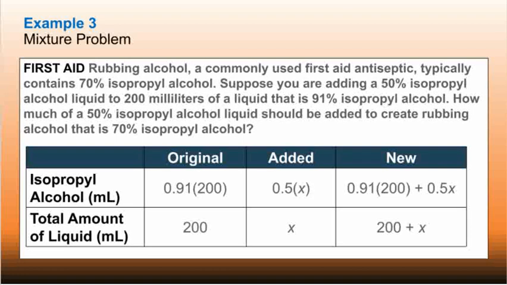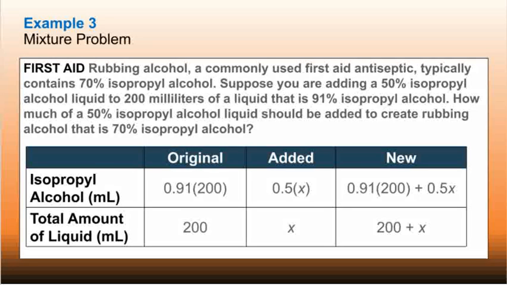Example 3 now is one of our 3 kinds of problems. This is the mixture problem. It says rubbing alcohol, commonly used first aid antiseptic, typically contains 70% isopropyl alcohol. Suppose you are adding a 50% iso alcohol liquid to 200 milliliters of liquid that is 91% iso alcohol. How much of a 50% iso alcohol liquid should be added to create rubbing alcohol that is 70% iso alcohol?